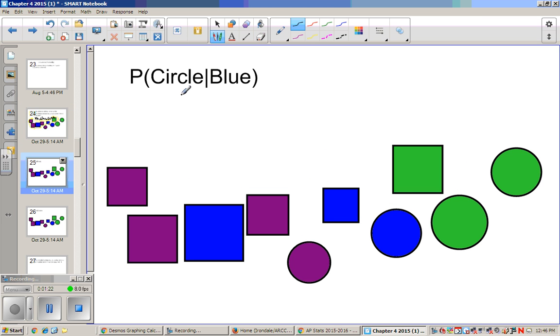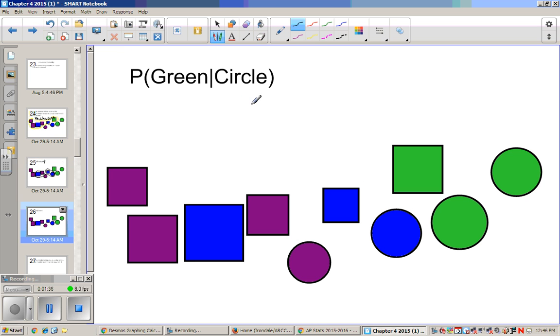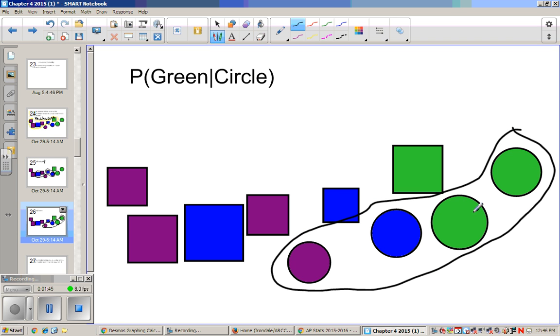Now what's the probability of a circle, given that it's blue? So now we just look at our blue sample space. There are 3 objects, and only one of them is a circle. What is the probability it's green, given the fact that it's a circle? So now we just look at our circles. The probability that it's green is 2 out of 4, which is 1/2.